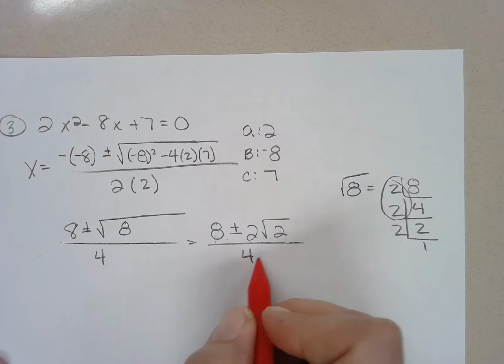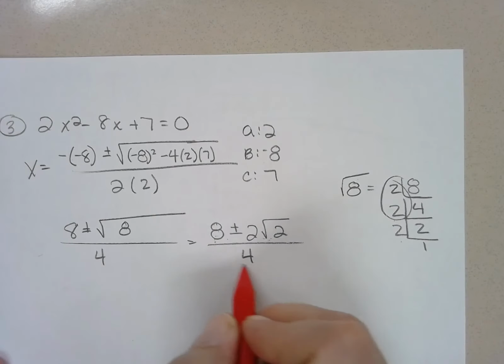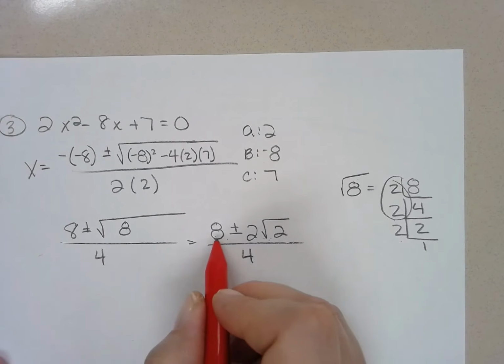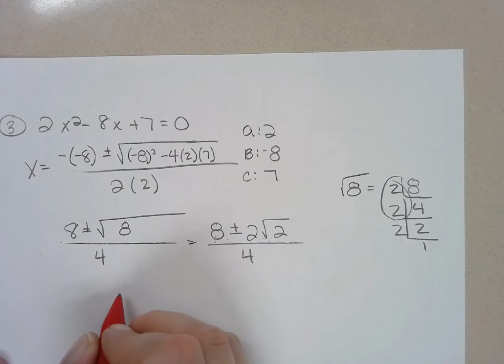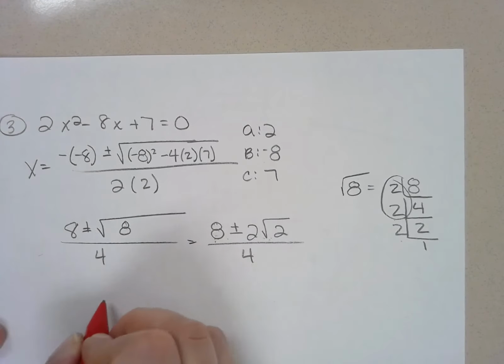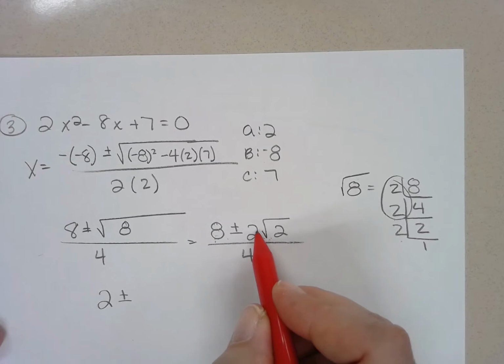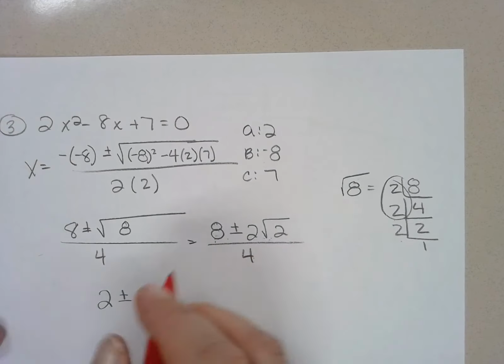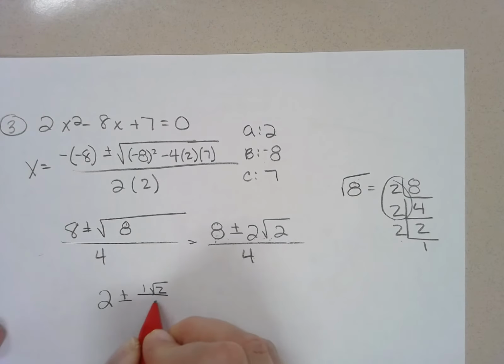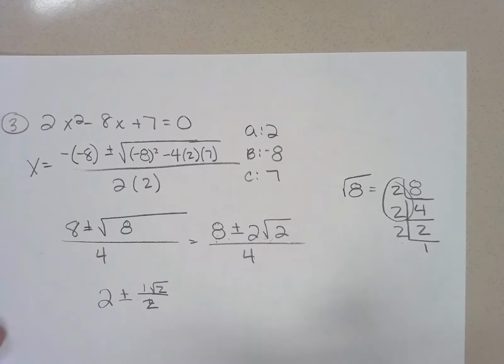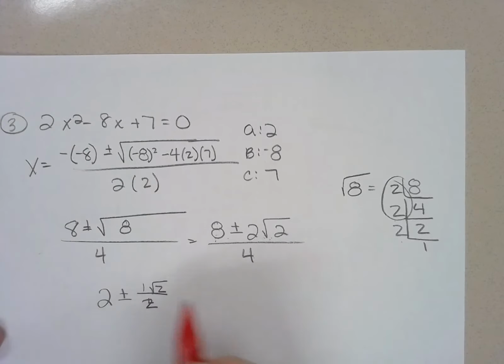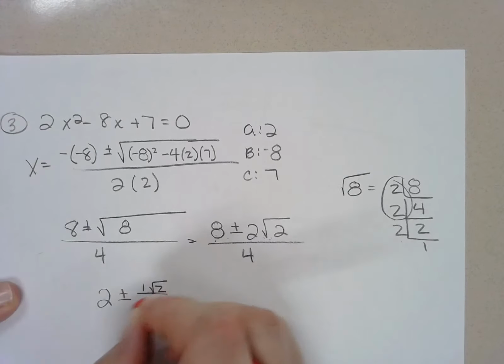Now, what we can do is treat this like 2 fractions, 8 over 4 and 2 square root of 2 over 4. So we can do some reducing. 8 over 4 would reduce to just a 2. And it would be 2 plus or minus. And this 2 square root of 2 over 4 would reduce to 1 square root of 2 over 2, or you could just have the square root of 2 over 2.